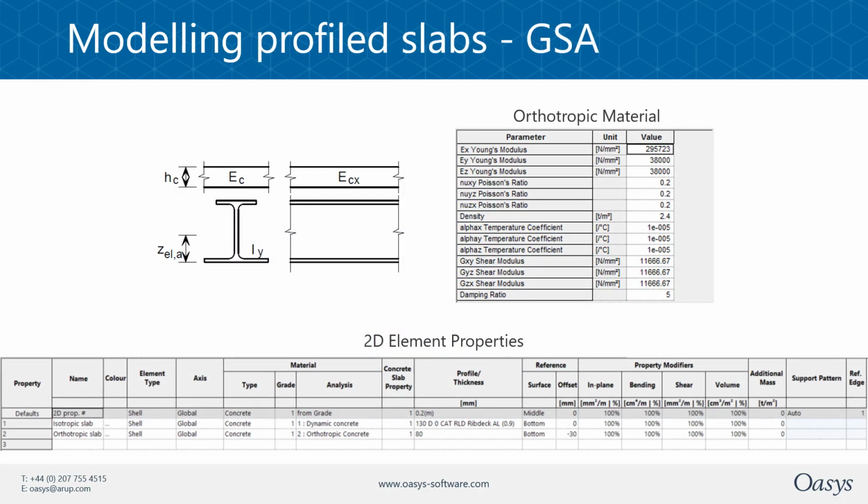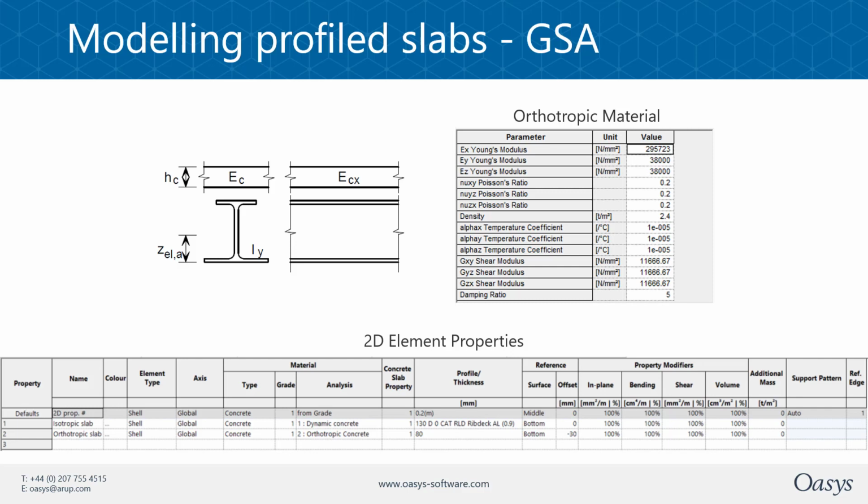To model the slab properties, we have a couple of options. First is to assume isotropic behavior, model the slab full thickness, and use the property wizard to set up the properties based on the profile decking, as you can see in row 1. And we can use a standard dynamic concrete for this. Dynamic concrete tends to have a higher Young's modulus than normal concrete.